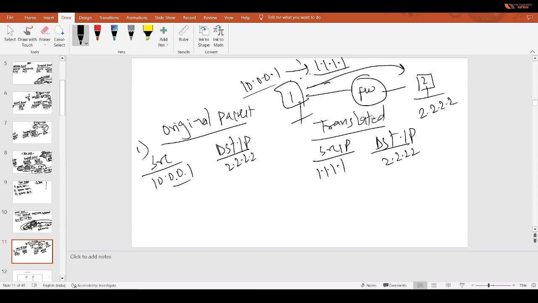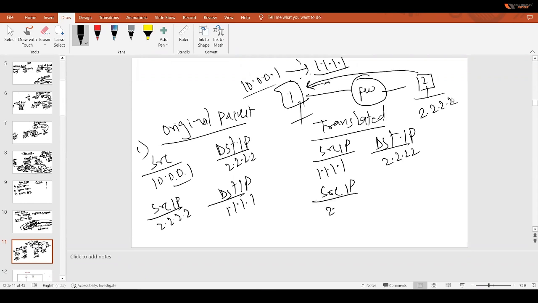Suppose in the same scenario the initiator is the outside, so this one becomes the initiator. What is my original packet, guys? Source IP is 2.2.2.2 and destination IP is 1.1.1.1. In the translated packet, the source IP stays the same and the destination IP is changed to 10.0.0.1. That is clear, guys. That is static NAT.